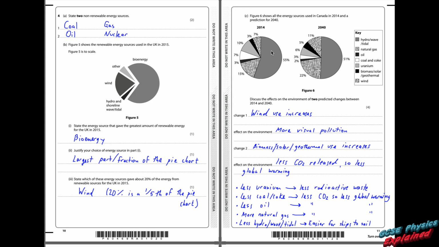And if we look at this largest part, that's the hydro, wave and tidal, you're actually going to go from 55% to 51%. So there's going to be less hydro, wave and tidal. Now, that doesn't necessarily mean that they're going to use more coal, oil and gas, which would increase the CO2. We can't make that assumption. So I've just said, well, look, if we're using less hydro, wave and tidal, that means it's going to be easier for the ships to sail in the sea. That's what I've gone for there.